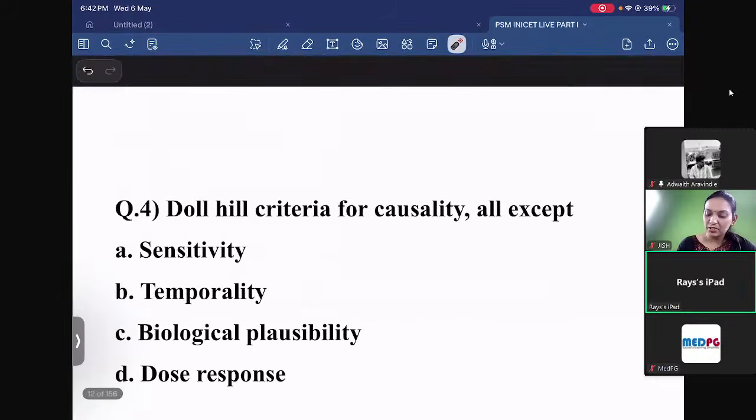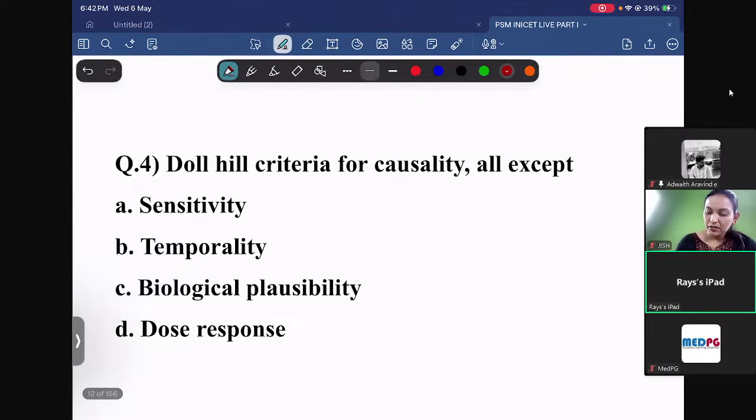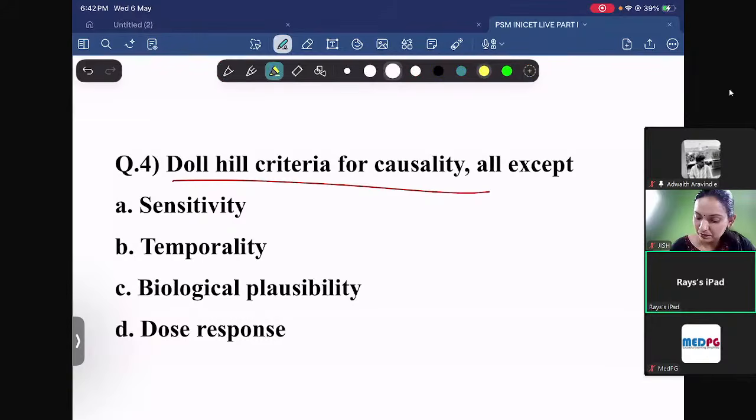Now move on to the next question here. Hill criteria for causality. All of the following are part of Hill's criteria for causality, except. Your options are sensitivity, temporality, biological plausibility, dose response relationship. What is the answer here? So here the answer is sensitivity.